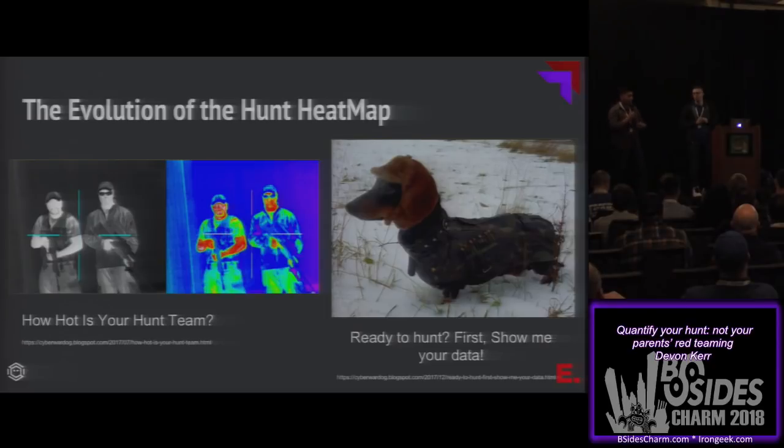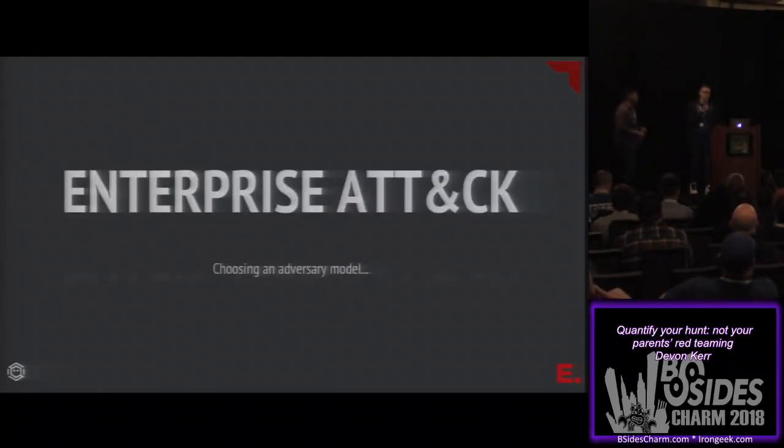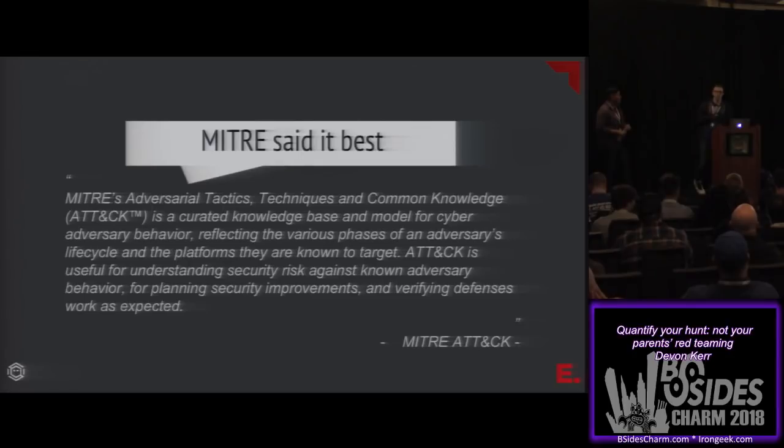trying to assess the data that we get, so then we can start mapping it with analytics and things like that. Something we're definitely going to cover in this presentation. Yeah, I promise we're definitely going to get to that, but we're not going to get to it quite yet. So first we have to introduce Enterprise ATT&CK, and of course choosing an adversary model.